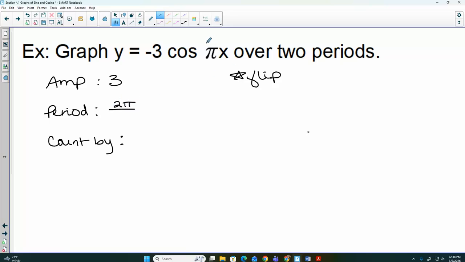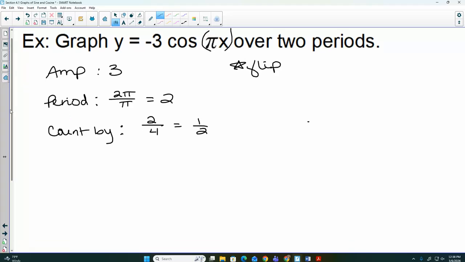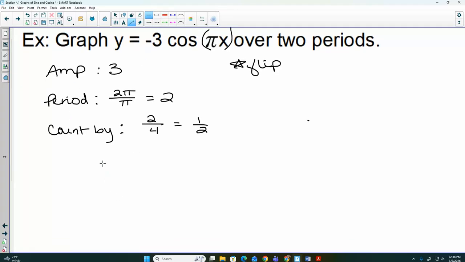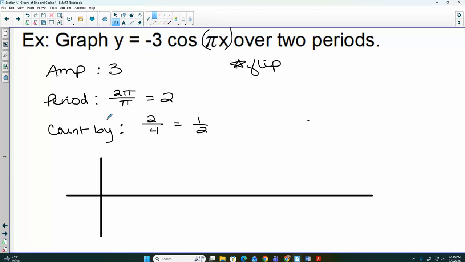So 2 pi divided by, the thing in front of x here is just pi. So we just get 2. All right, count by is always whatever we get for our period divided by 4 for the 4 quadrants. And we get 1/2. So amplitude is 3. That means high point would be at positive 3, low point would be at negative 3.